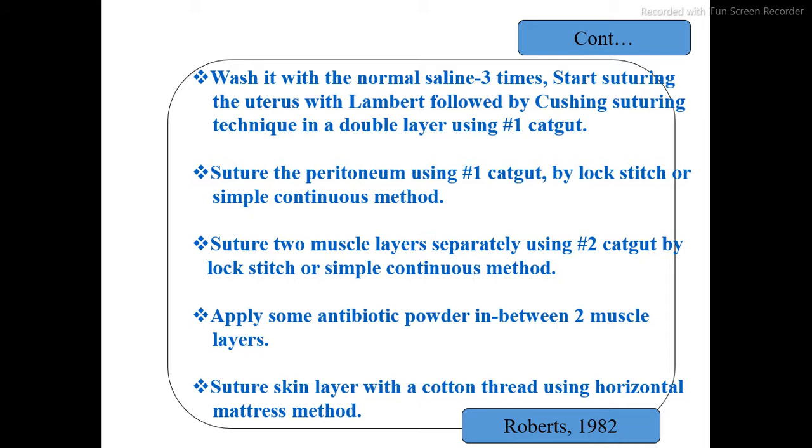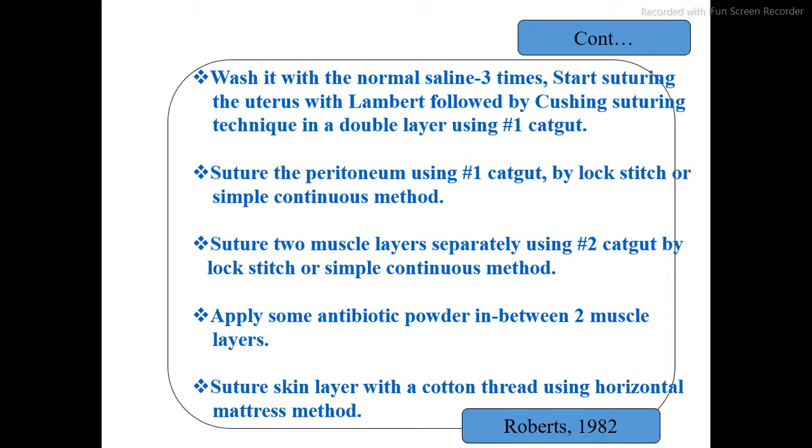Suture the peritoneum using number 1 catgut, by lock stitch or simple continuous method. Suture 2 muscle layers separately using number 2 catgut by lock stitch or simple continuous method. Apply some antibiotic powder in between 2 muscle layers. Suture skin layer with a cotton thread using horizontal mattress method.